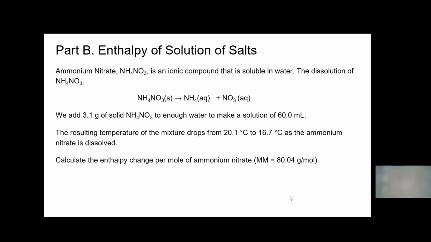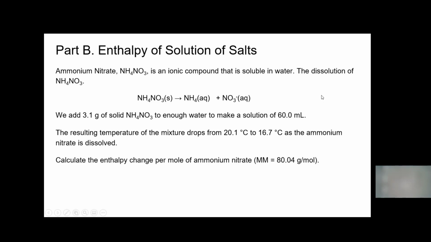Now, part B. Part B has 2 solutions of salt. So you're going to be doing one with ammonium nitrate, and then another with magnesium sulfate. I'm only going to show you how to do ammonium nitrate, but it follows the same rules. The problem is one of these, and I forgot a little plus sign here. This should be a plus.